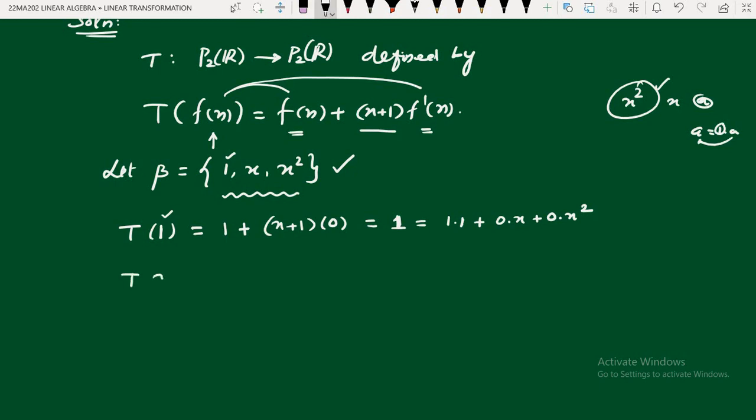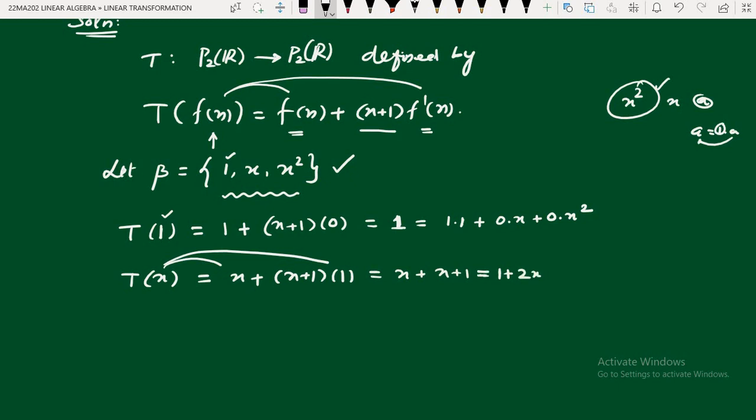Next take the next element. T of x equal to, write the element as it is, x plus, next x plus 1 into the differentiation of this x. Differentiation of x is 1. So that is our definition. Therefore here the answer is x plus 1 into 1, which is x plus 1. So that is equal to 1 plus x plus x, which is 1 plus 2x.